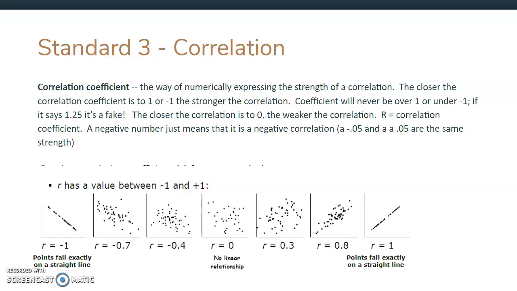Remember, the R is the correlation coefficient, so it usually says R equals something. A negative number just means a negative correlation. It doesn't mean it's weaker. It's the same strength as a positive correlation of that number. You've got to know that a correlation coefficient of 1 or -1 is going to give you a straight line of dots, okay?